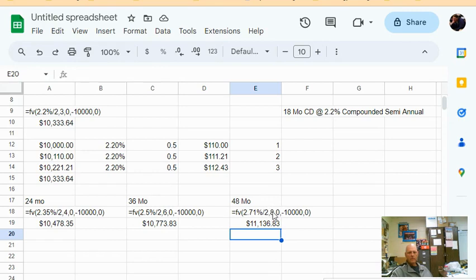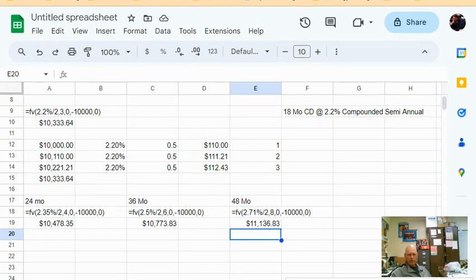Okay. Second number is the number of total calculations, a 4-year CD, but you're doing it twice a year. 4 times 2 is 8. That's why we're doing this math 8 times. Again, payment 0, we're not letting anything leak out. We're not adding anything to it. And $10,000, right? We're dropping 10 grand in and letting it roll.